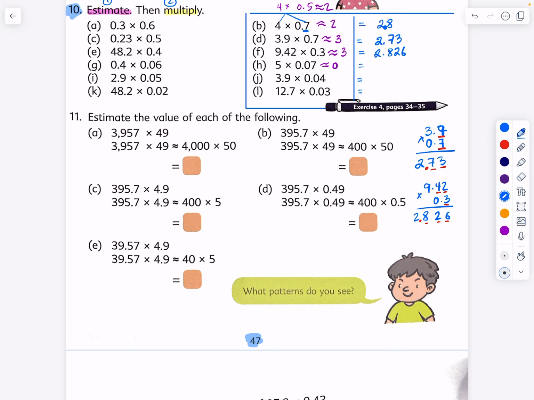Now, H, I'm computing H, and that's pure mental math. 5 times 7 should be 35. I got my digits, but I need to count my decimal places. There are 2 decimal places in one of the factors. Therefore, I'm counting 2 decimal places in my final product, and the answer is 35 hundredths.